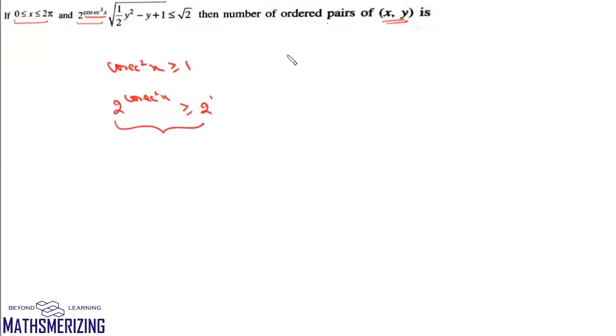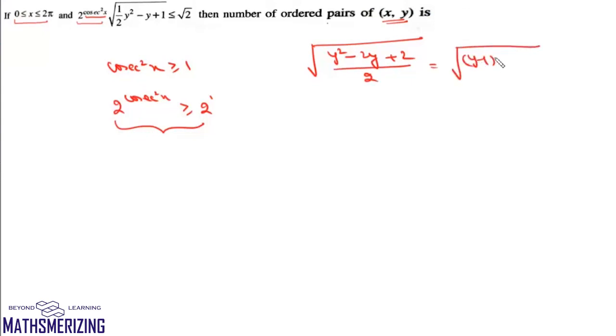Now if we look at this expression within the square root, then we'll get under root of y square minus 2y plus 2 upon 2. So we can write this as under root of (y minus 1) whole square plus 1 upon 2. Now the minimum value of any square is 0, which is when y is equal to 1. So that means this expression is always greater than or equal to 1 by root 2. So this first expression is always greater than or equal to 2, and this second expression is always greater than or equal to 1 by root 2.